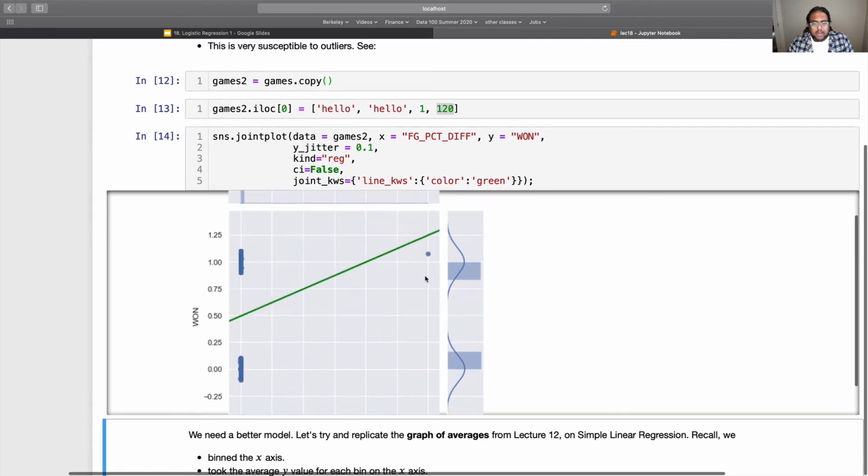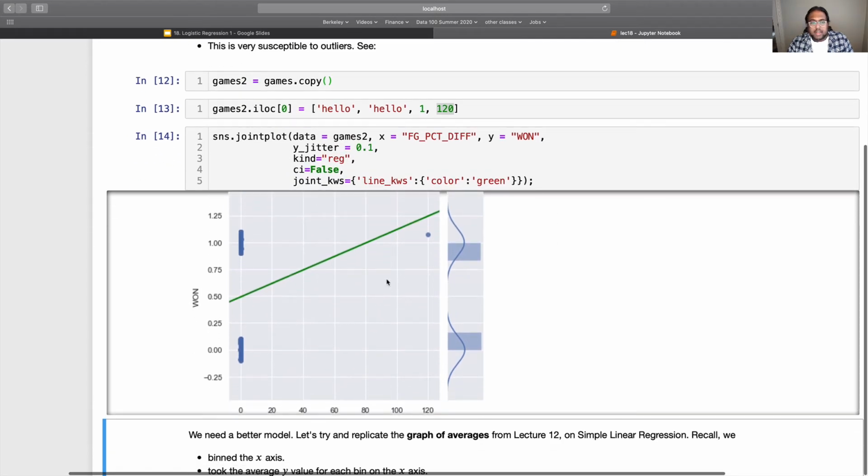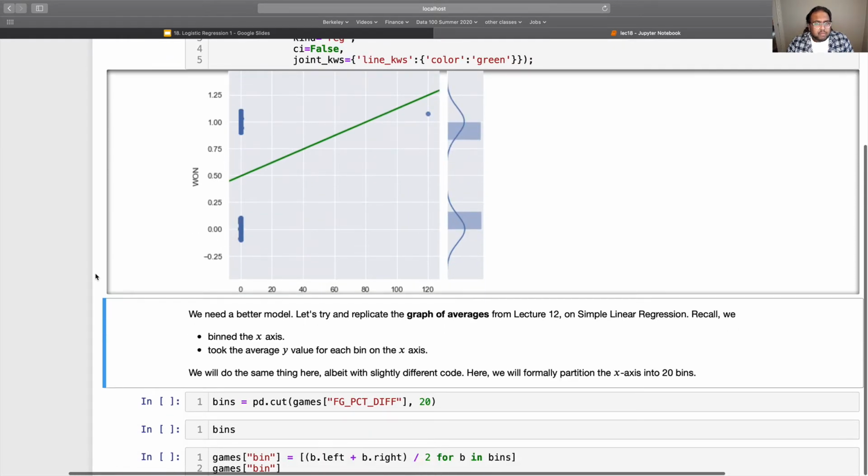So the simple linear regression line is not bounded between 0 and 1. It's very susceptible to outliers, and there are also a multitude of other reasons why this is just not a good idea for trying to model probabilities. So we need a better model.